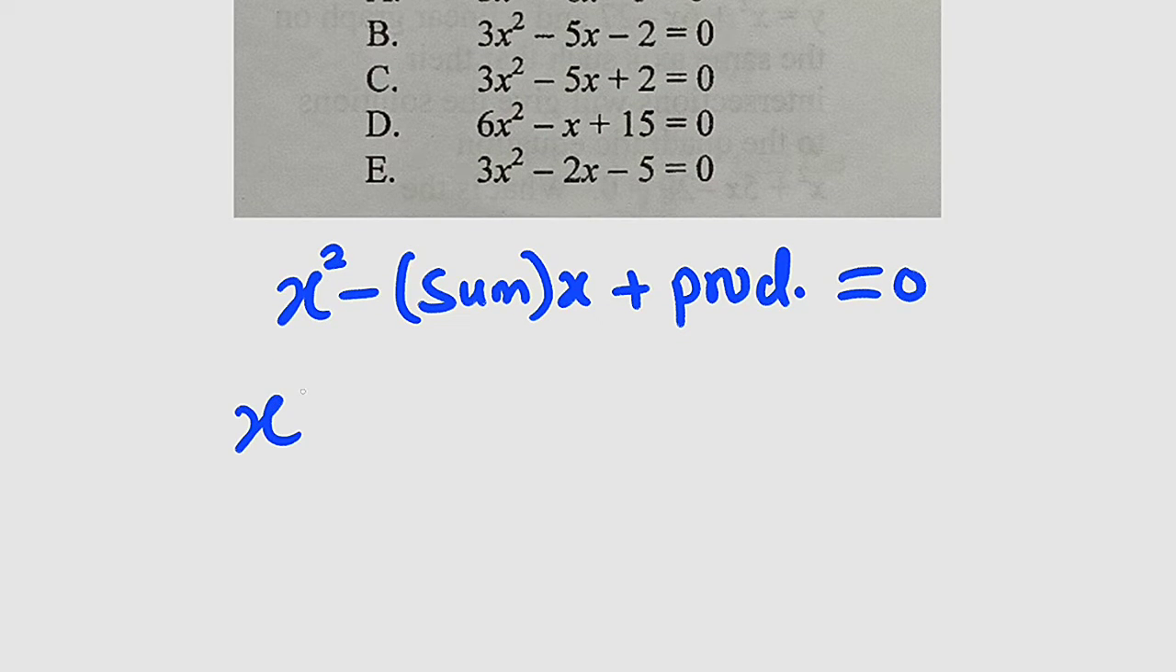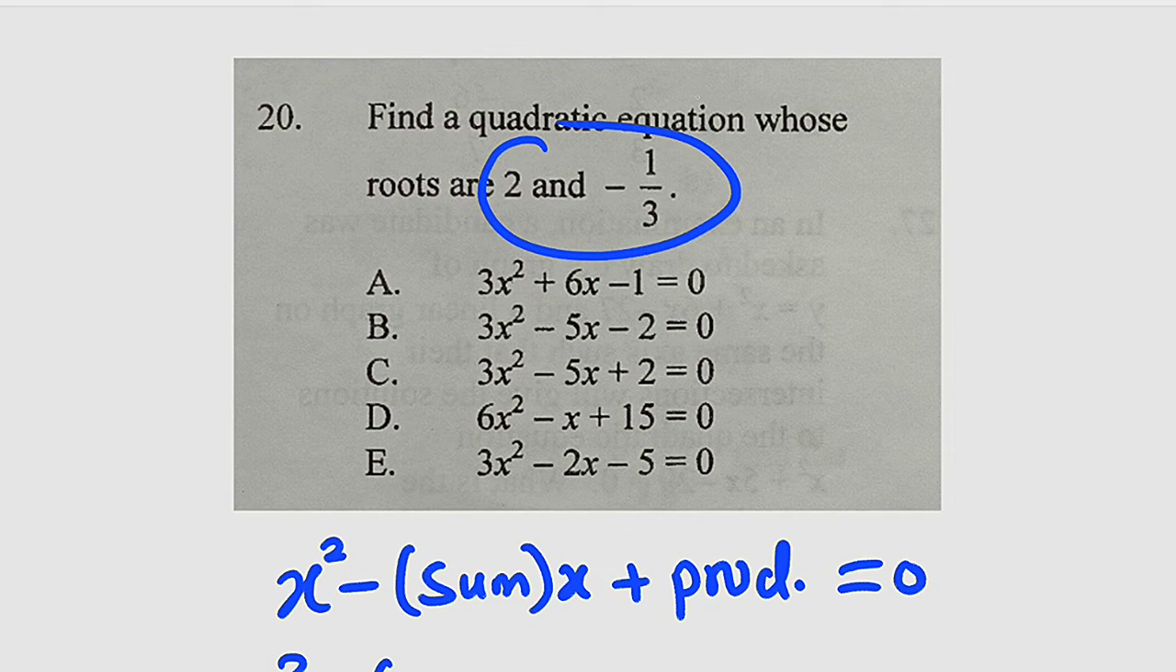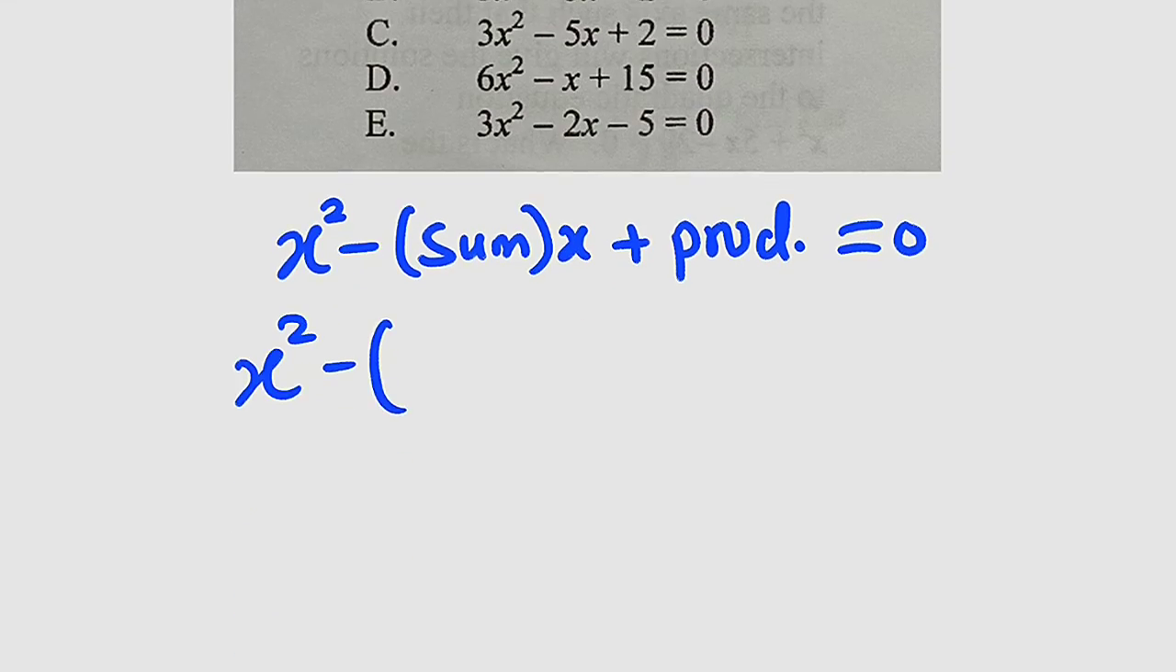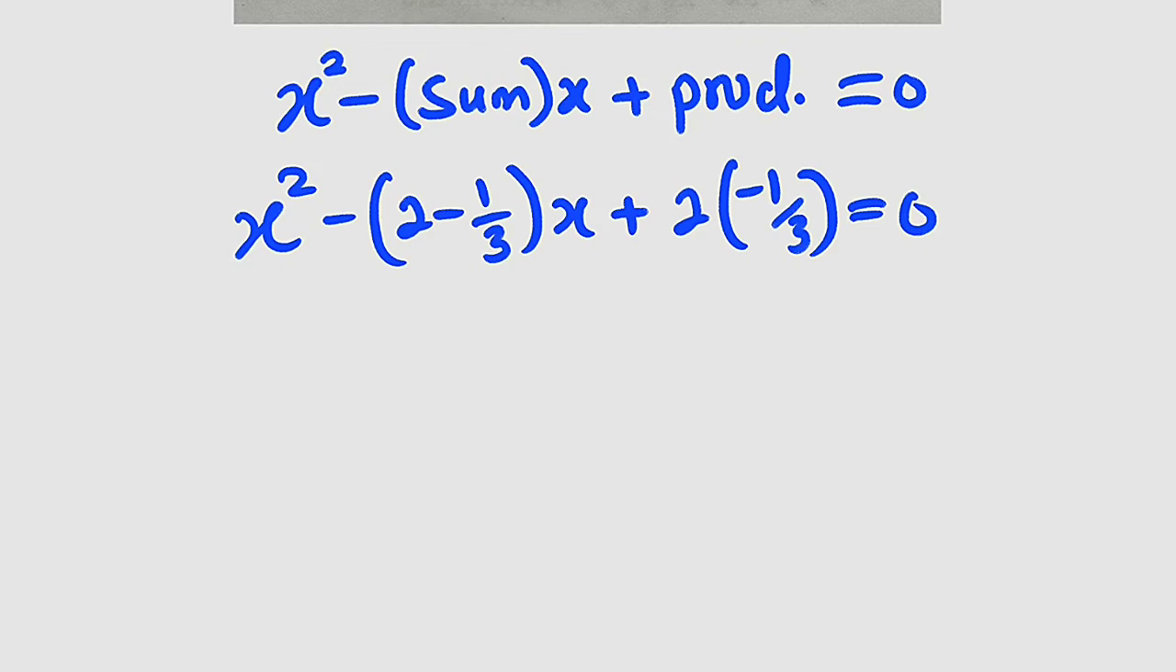Okay, let's substitute. This is x squared minus the sum, meaning we should add the two roots together. 2 plus negative 1 over 3 is the same thing as 2 minus 1 over 3. Then you times by x, you add, you multiply them. 2 multiplied by negative 1 over 3. This is equal to 0. 2 minus 1 over 3 is simply the same thing as taking 3 multiplied by 2, which is 6. Then you subtract 1, you have 5. That is 5 over 3. So x squared minus 5 over 3 times x.